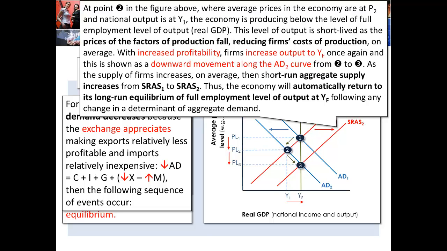As the supply of firms increases on average, then short run aggregate supply increases from short run aggregate supply 1 to short run aggregate supply 2. And the economy is automatically returning to its long run equilibrium of full employment level of output, which we know is at YF. And this occurs following any change in a determinant of aggregate demand.